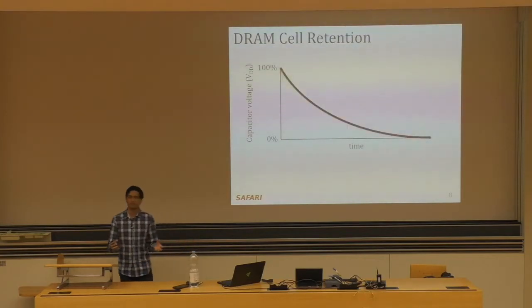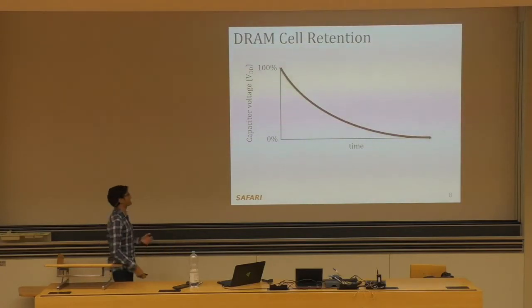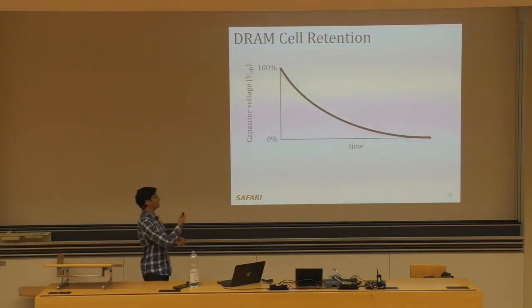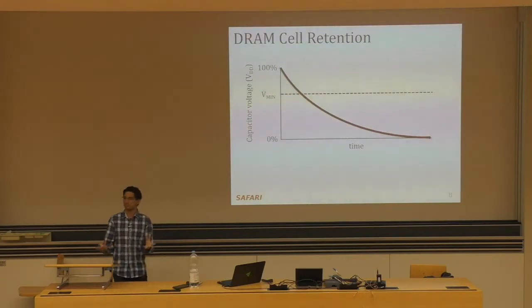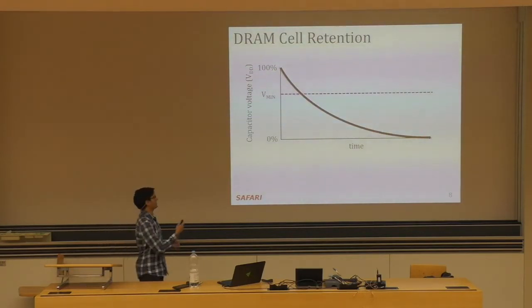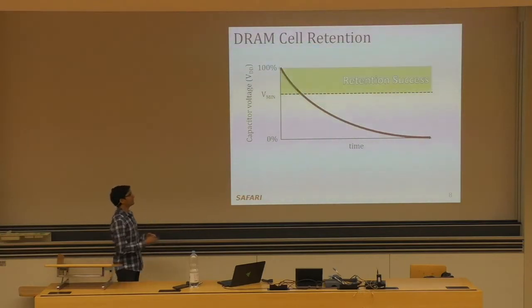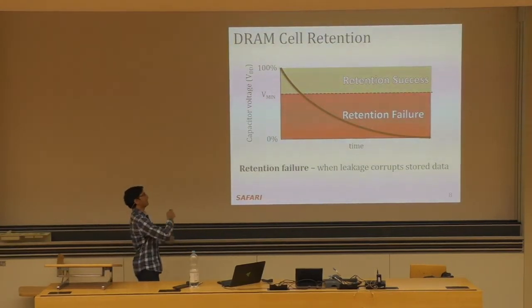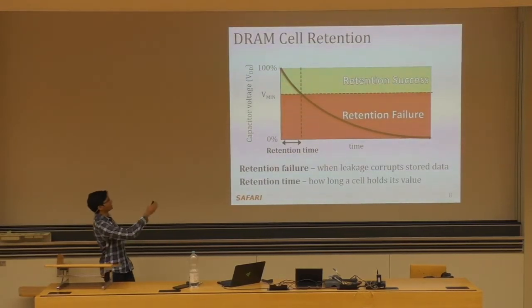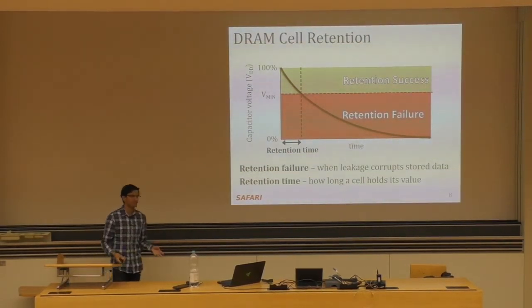So here's a simplified diagram of what the cell voltage might look like over time. And we see that it degrades in a sort of exponential characteristic. Right? So on the y-axis we have a capacitor voltage, and on the x-axis we have time. So we can define a voltage level along the y-axis called Vmin, below which we can no longer tell what data was originally stored in this cell because it's degraded too far. Right, so as long as the voltage in the cell stays above Vmin, we call this a retention success because we know what's in the cell. Unfortunately, if it's below Vmin, we call it a retention failure because we can't tell anymore. And so we can also define a point on the x-axis at the crossover point, which is called the retention time. And the retention time essentially defines how long a cell can hold its value.